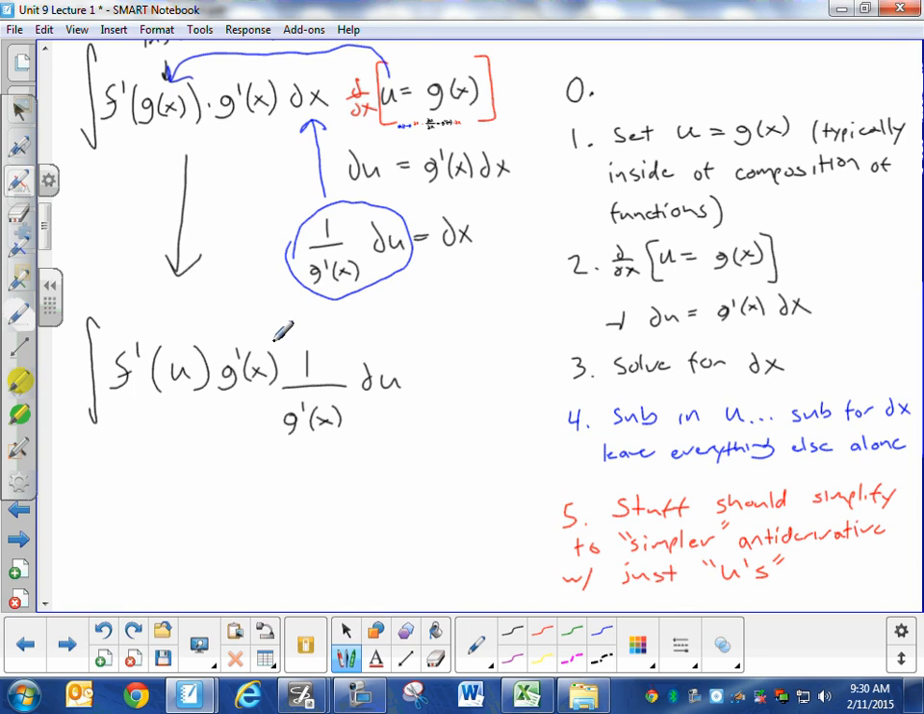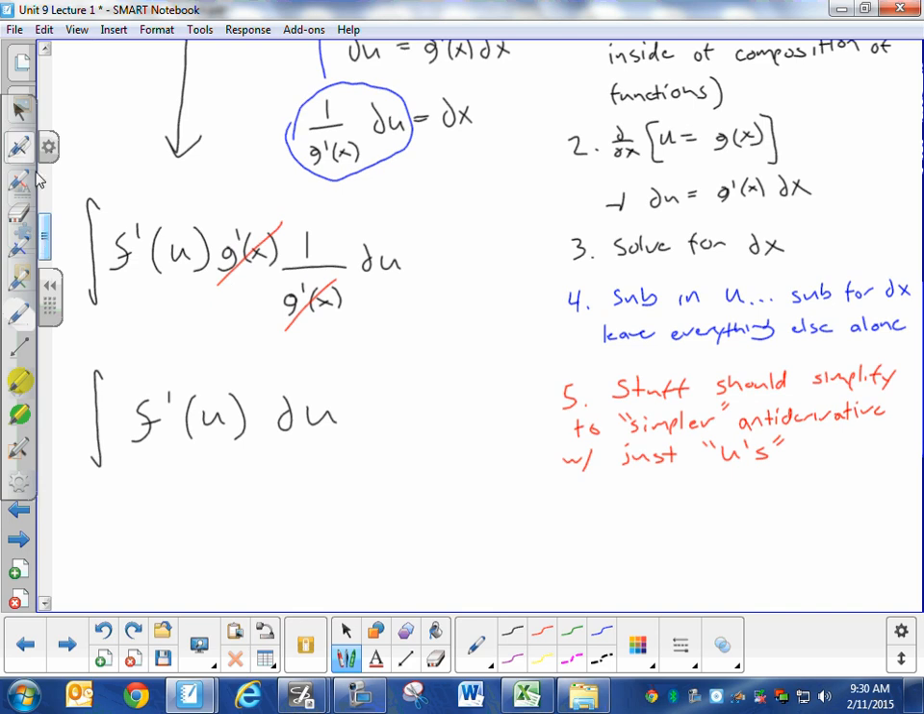Watch how that happens here. The g prime of x cancels with this g prime of x. That simplified, this leaves me with just f prime of u du. Well, with this simpler expression, we will be able to take the antiderivative. It'll just be obvious how we can take the antiderivative of f prime of u.